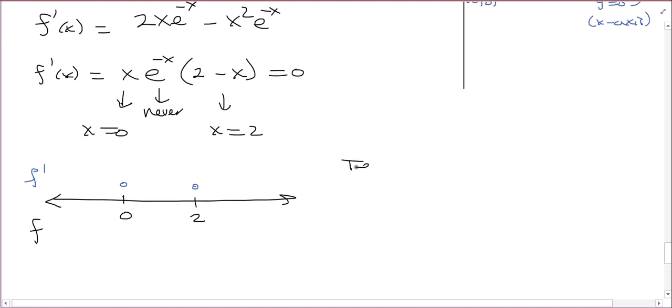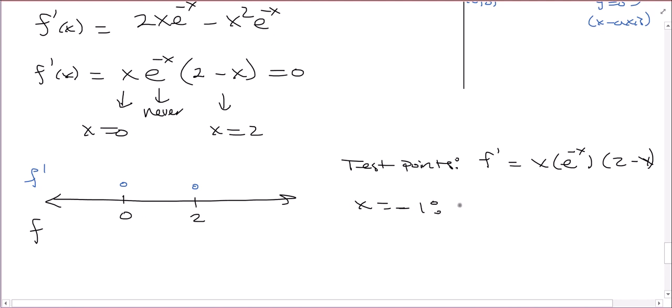So let's find our test points. And we're checking the first derivative. I'm going to use the simplified version, x e to the minus x and 2 minus x. So what can we pick between negative infinity and 0? You can pick x equals like negative 1, for example. And so f prime of negative 1, and again, we don't necessarily care too much about the value, but the sign, is it positive or is it negative?